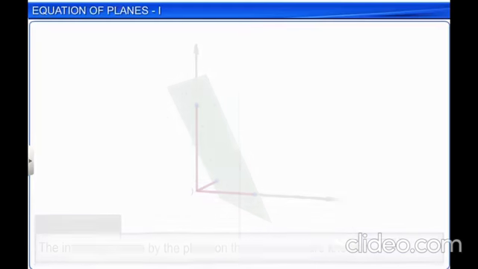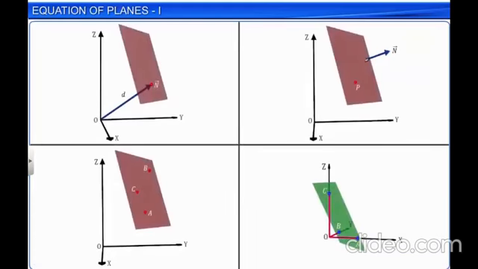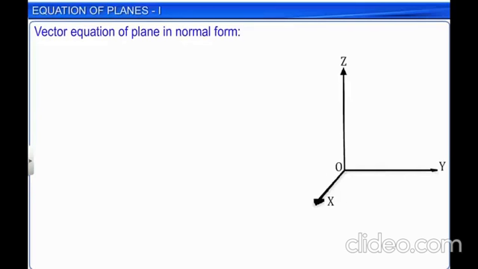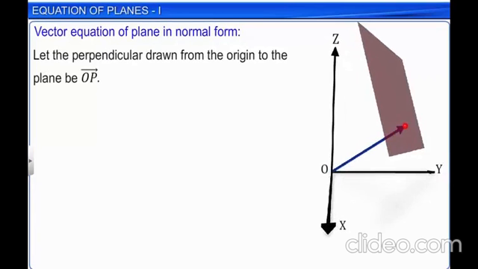In this module, you will learn about the normal form of the equation of a plane and the equation of a plane passing through a given point and perpendicular to a given vector. Let us start with finding the vector equation of a plane in normal form. Consider a plane in a 3-dimensional coordinate system as shown. Draw a perpendicular from the origin to the plane.